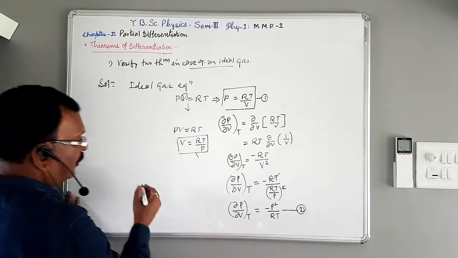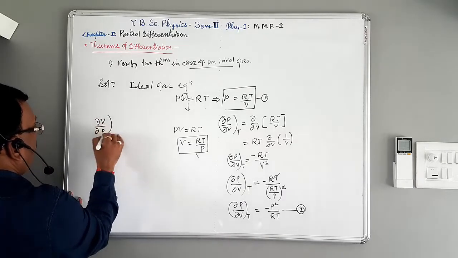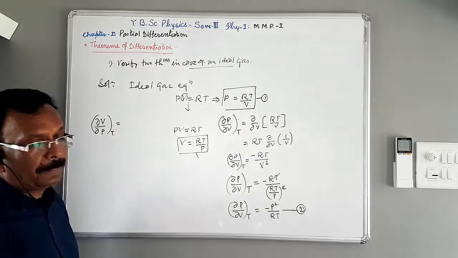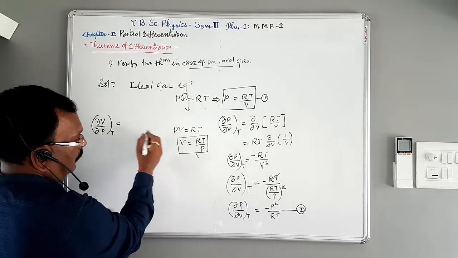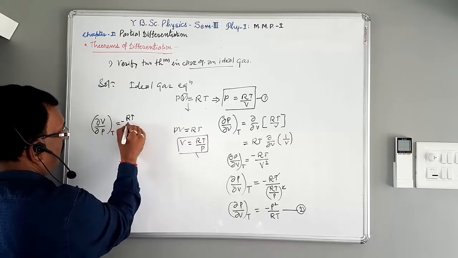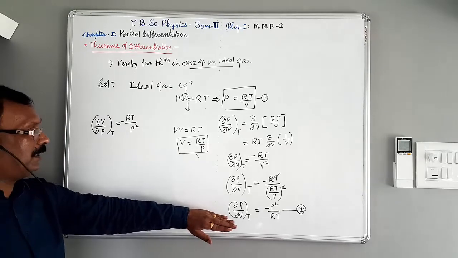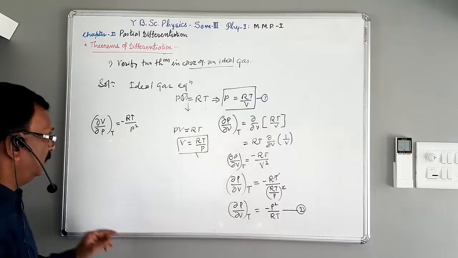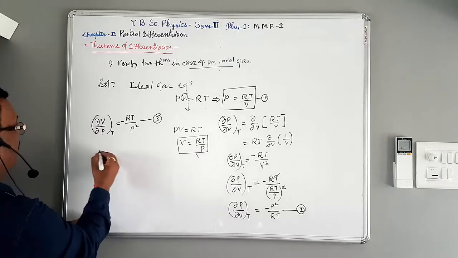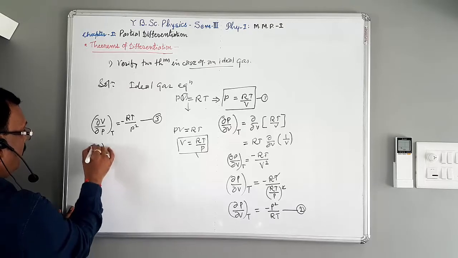Now from equation 2 we can also write delta V by delta P at constant T is equal to RT minus RT upon P square. Only we make the change in numerator and denominator on both sides. This is equation 3.